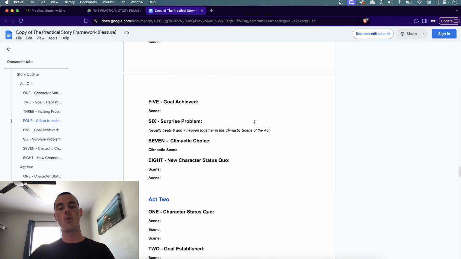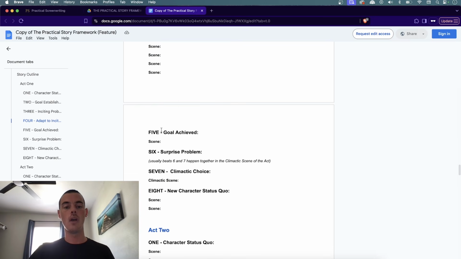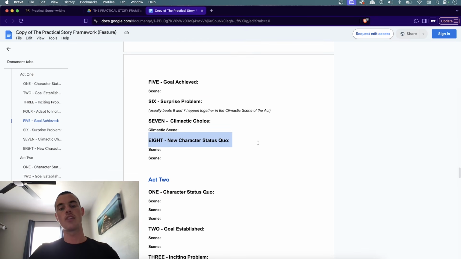When the ring wraiths show up, now we have to make this climactic choice. What are we going to do? Well, we're going to trust Strider. We're going to trust Aragorn because we have no other option, and this takes place in this climactic moment, in this climactic scene. And now we have a new character status quo, which, again, can bleed into the next act.